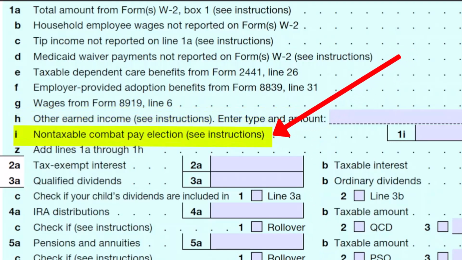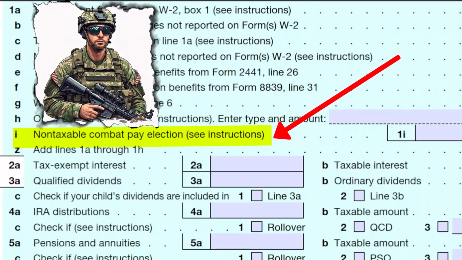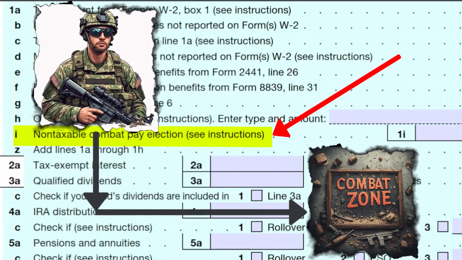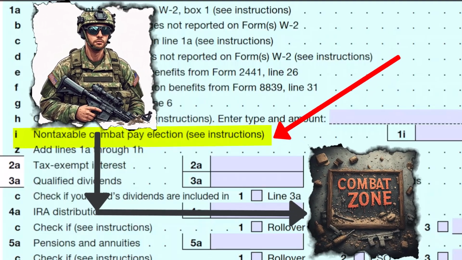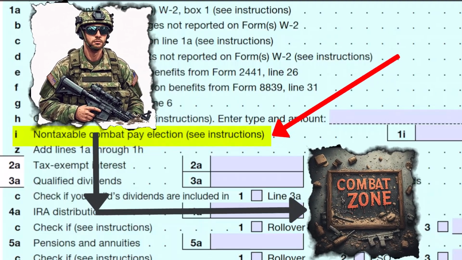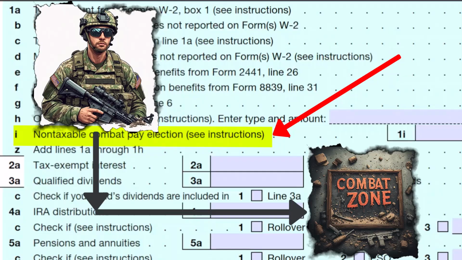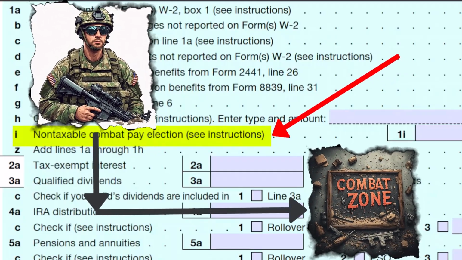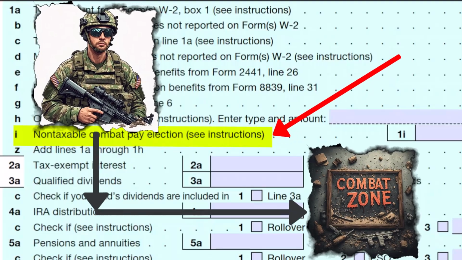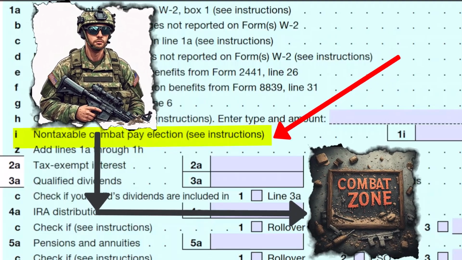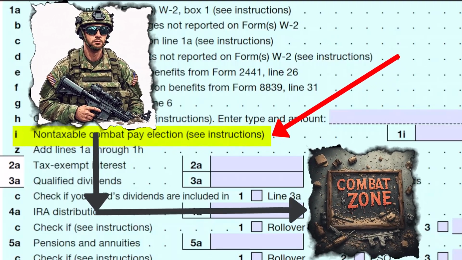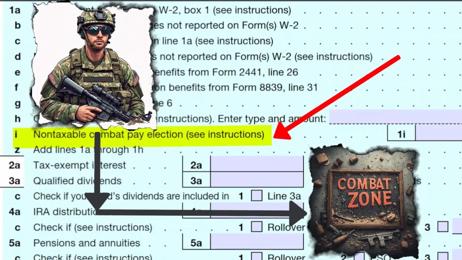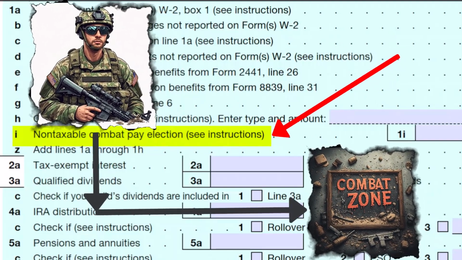Let's dive into Line 1I, which is a strategic tool for military members serving in combat zones. While combat pay is generally not taxable, this line allows you to elect to count that pay as earned income to potentially boost your tax credits. For example, if a soldier earned $5,000 in non-taxable combat pay, entering it here might qualify them for a much larger earned income credit. You can find this amount on your W-2 in box 12 with code Q. It gives you the flexibility to choose the tax treatment that results in the biggest refund.